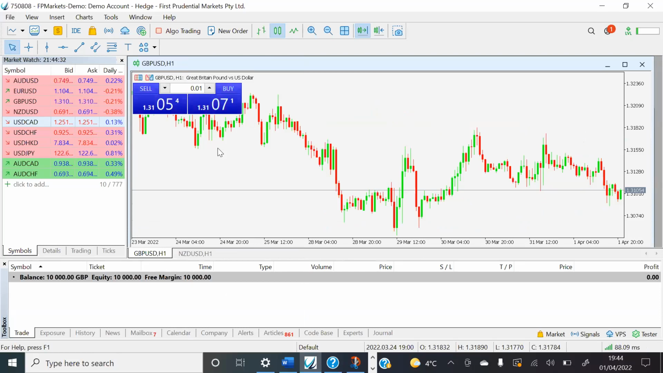Okay, and then what we're gonna do now, I'm gonna show you, say this is GBPUSD. I'm gonna share with you the first thing, how we go about doing a buy. So you know where you see that buy button there? You see that button there? Yep, just click on it.